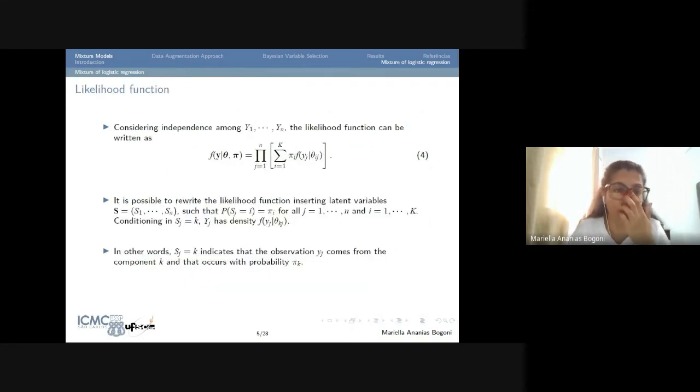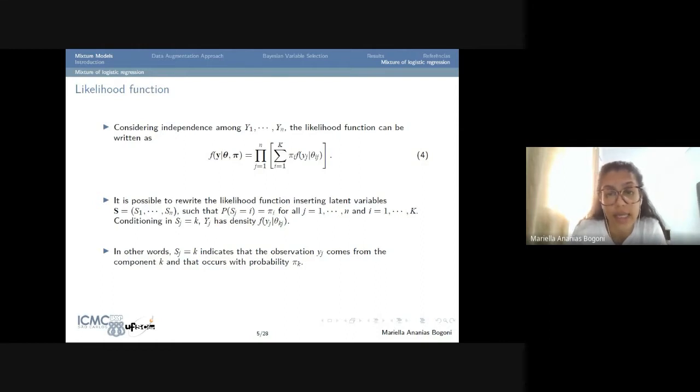Now we are going to talk about the likelihood function of this model. If we consider a sample of size n and also independence among these random variables, the likelihood function can be written as equation 4. But equation 4 is neither computationally nor analytically convenient, since we have the product of sums.